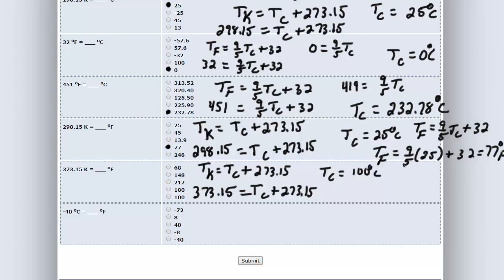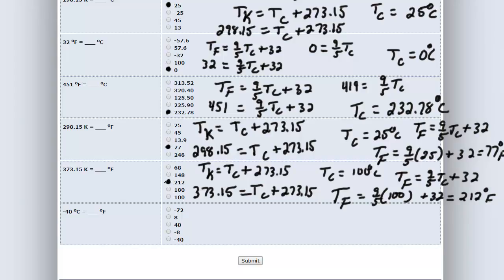So we know our Celsius temperature. And again, the Fahrenheit temperature is equal to 9/5 the temperature in Celsius plus 32. So the temperature in Fahrenheit is going to be equal to 9/5 times 100, plus 32. Now, 5 into 100 is 20. So 20 times 9 is 180, plus 32. So that's 212 degrees Fahrenheit.